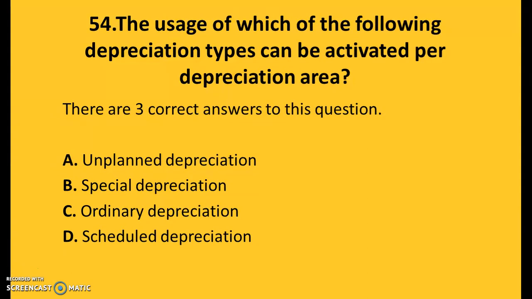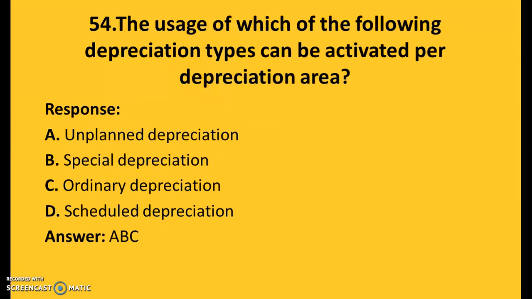The usage of which of the following depreciation types can be activated per depreciation area? There are three correct answers for this question. So A, unplanned depreciation, B, special depreciation, C, ordinary depreciation, D, scheduled depreciation. So the answers are A, B, and C. Unplanned depreciation, special depreciation, and ordinary depreciation. These are the three right answers for this.